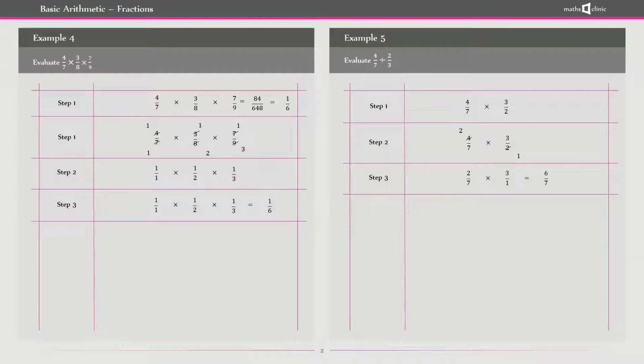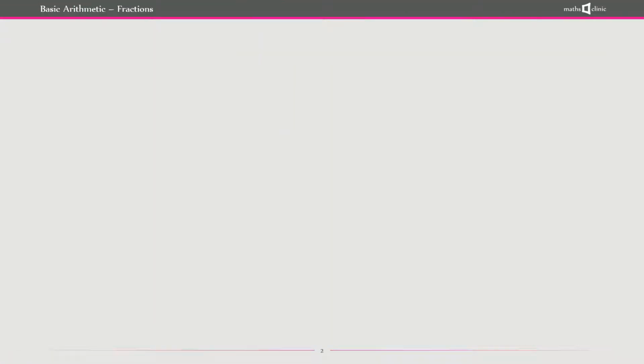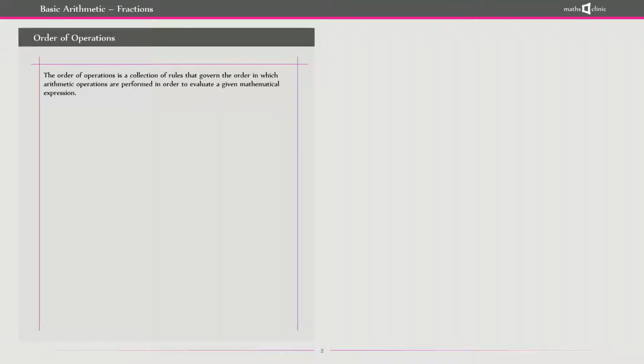Okay, and finally we would be learning the order of operations. This is the final bit of this lesson. So order of operations. What's the order of operations about? What exactly are we talking about? The order of operations is a collection of rules that govern the order in which arithmetic operations are performed in order to evaluate a given mathematical expression.